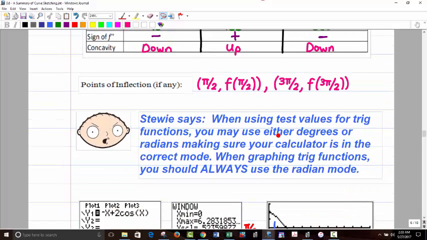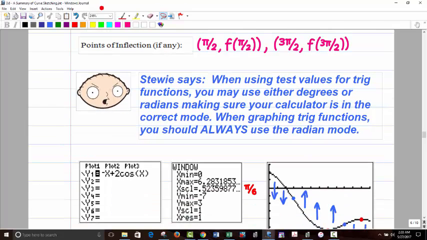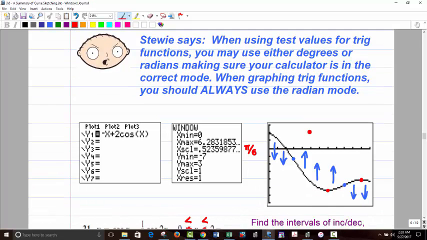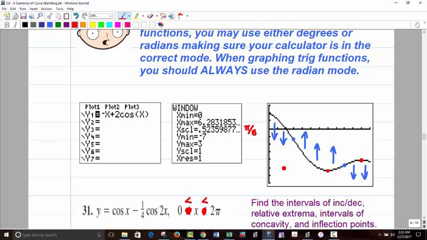Stewie says something here. Stewie usually speaks to us in red, but okay, that's all right. So that's basically what I was saying a minute ago. You can read what Stewie says: always use the radian mode for graphing. All right, I scaled this at pi over 6.